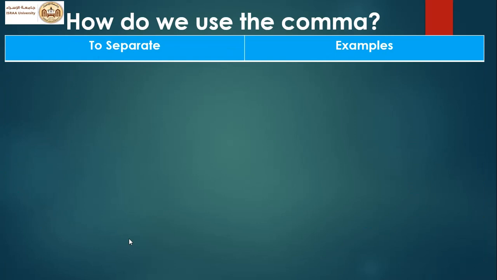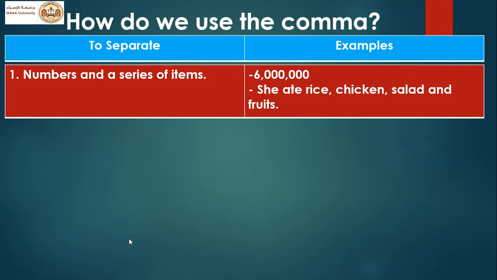So we see the cases that we use a comma after and comma before, and now we are going to see the cases in which we use the comma to separate things or words from each other or clauses or phrases. Numbers and a series of items. For example, if you have a long number like 6 millions, you use the comma to separate each 3 numbers from the others.